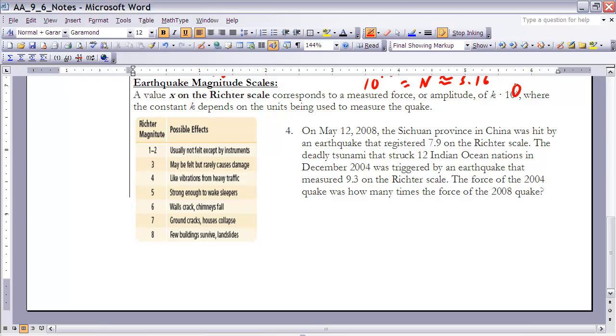Okay, so here's a chart of what happens for different magnitudes of earthquakes. The difference between a 5 and 7 doesn't seem like much, but a 5 is just strong enough to wake sleepers, whereas with a 7, the ground cracks and houses collapse. So that's how we deal with the Richter scale, and it is a logarithmic scale.